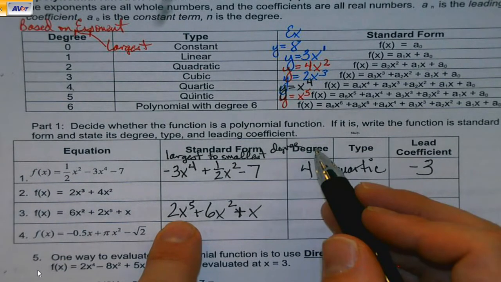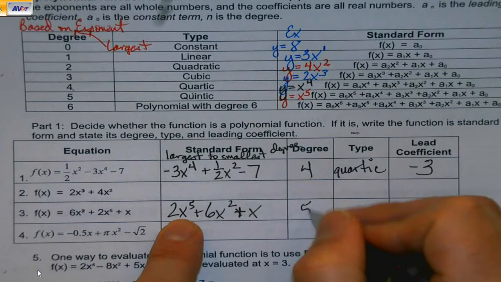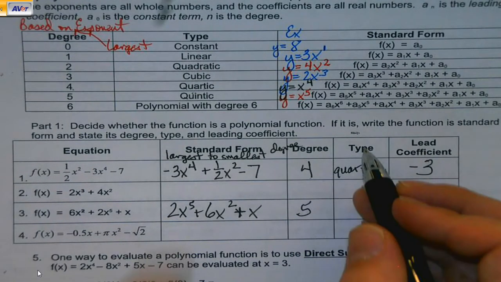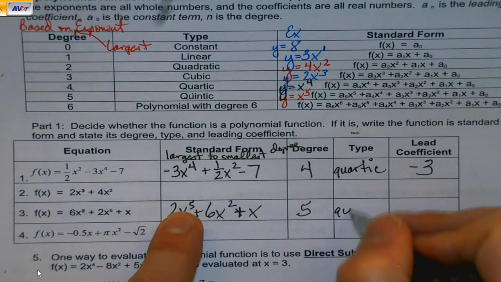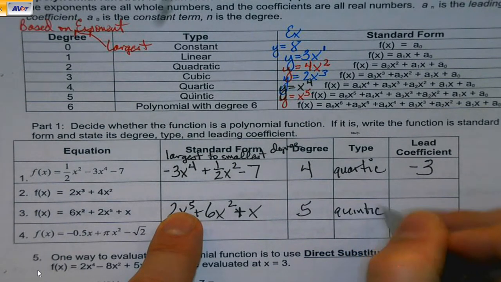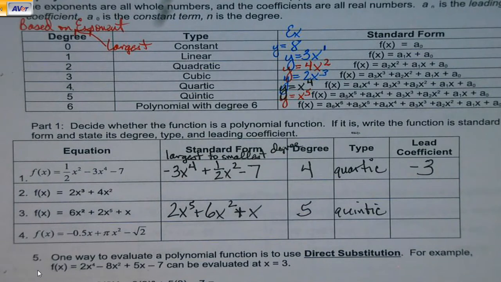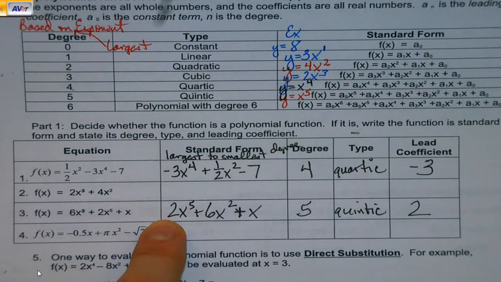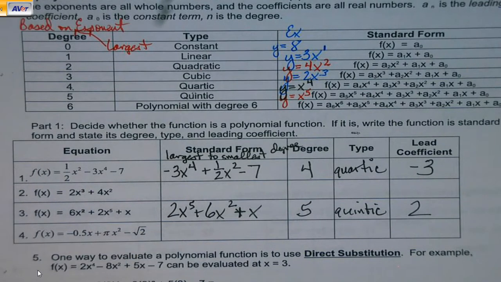So my degree would be 5. My type would be quintic. And my lead coefficient would be 2. So those are the types of things that we're trying to look for.